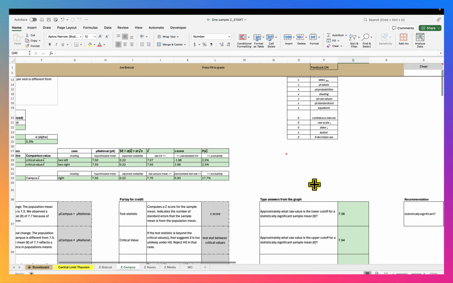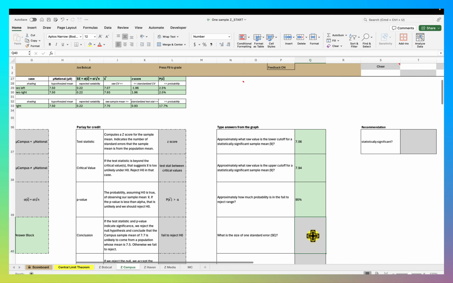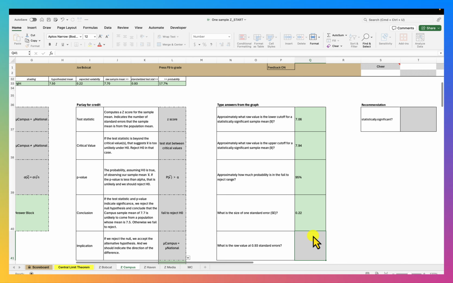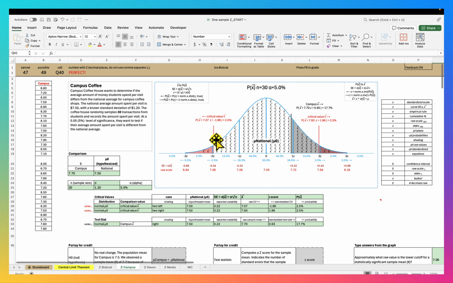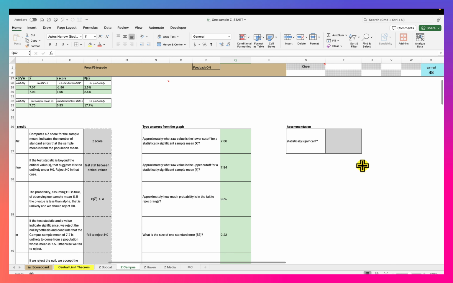What's the size of one standard error in this problem? You get that there. That's the 0.22, right? Because as you go from 0 to 1, that's one standard error, so that's 0.22. And what's the raw value at 0.93 standard errors? And there it is, 0.93 standard errors. The raw value is the 770. So are we statistically significant? No, we are not.